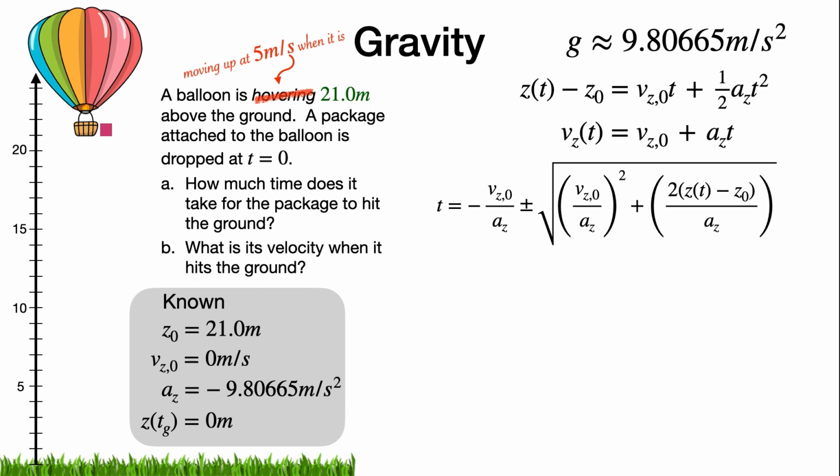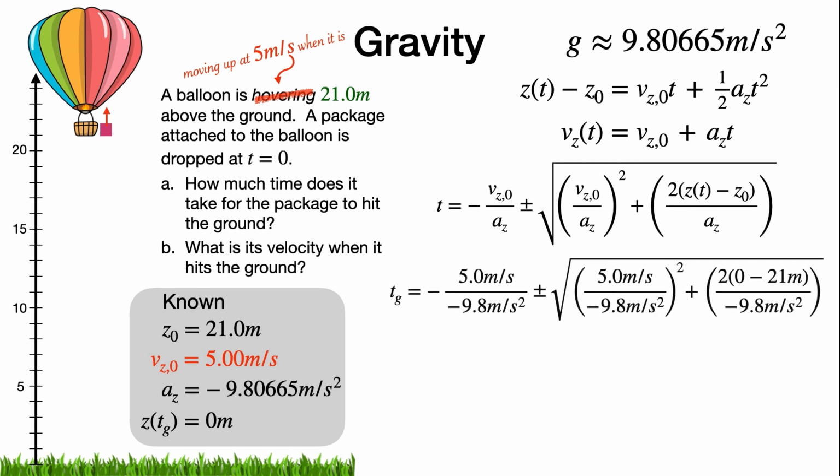We can also use this solution for the time at which the particle is at some particular position to solve a different problem. Now consider that instead of hovering, the balloon is moving up at 5 meters per second. Well, we have to change one of our knowns. The initial velocity is now 5 meters per second. Now we can plug values back into the same equation.